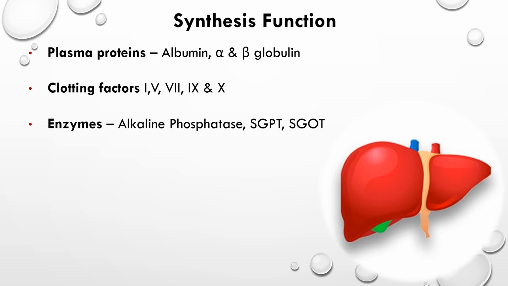Enzymes such as alkaline phosphatase, serum glutamic oxaloacetic transaminase, serum glutamic pyruvic transaminase, and serum isocitrate dehydrogenase. So it also secretes the enzymes and also the urea. The liver removes the ammonia from the body to synthesize the urea. Cholesterol also gets synthesized here.